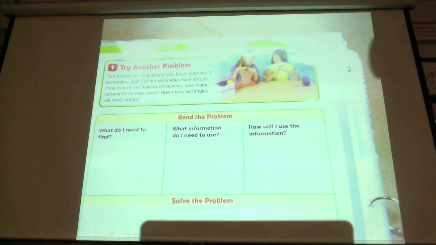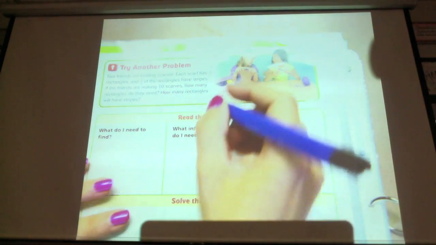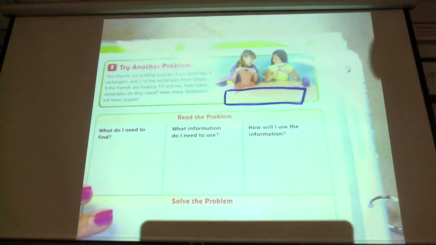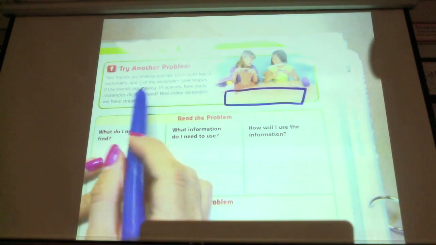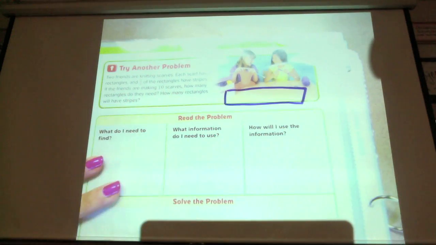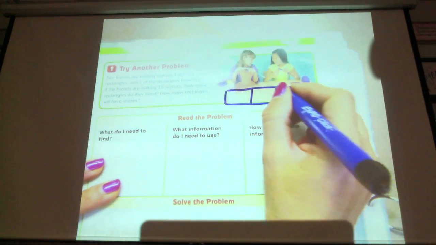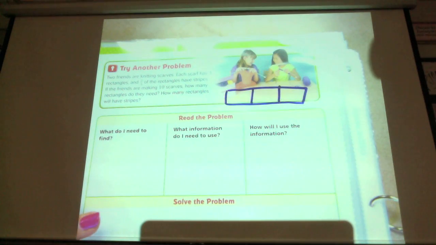Okay, so what I'm going to do to help me is draw a scarf. I'm going to start with what they gave me as the directions for the scarf. So here's my scarf. Okay? The scarf has how many rectangles? 3. So I'm going to make the 3 rectangles. So now do you see, so far I have a scarf with 3 rectangles.